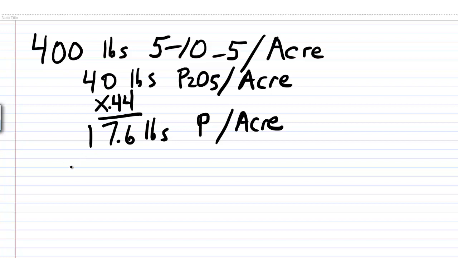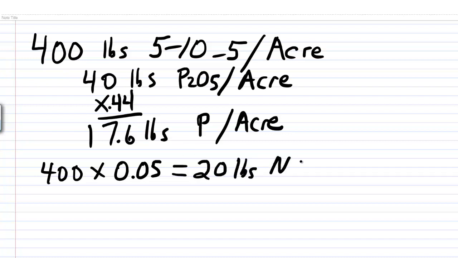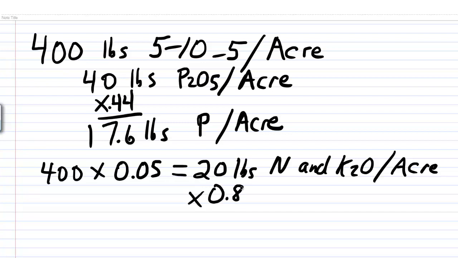Okay, and then 400 pounds of 5-10-5 being applied per acre, well, 400 times 0.05, and this applies for both nitrogen and potash because both of them are 5%, gave us levels of 20 pounds of nitrogen and K2O per acre. So we don't do anything with the nitrogen number because it's 100% of what it says it is. But with the potassium level, remember, we've got a constant here: 20 pounds of potash times 0.83, and 20 times 0.83 to convert it to elemental K is 16.6. So that fertilizer would be delivering an actual 16.6 pounds of elemental potassium per acre.